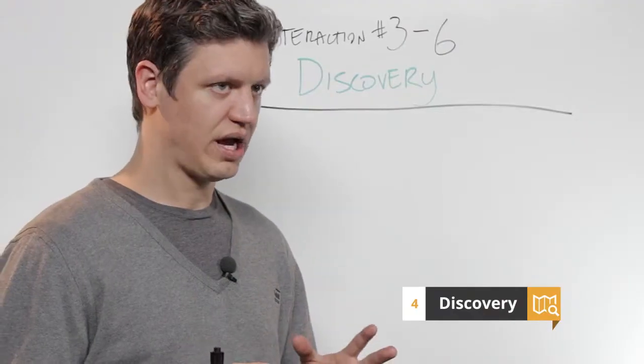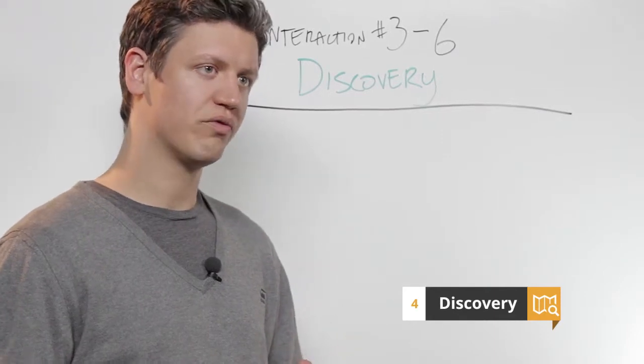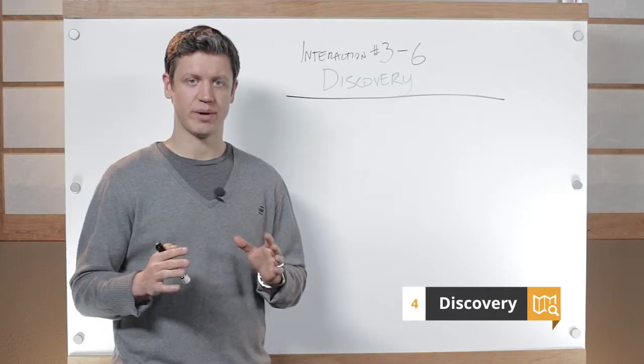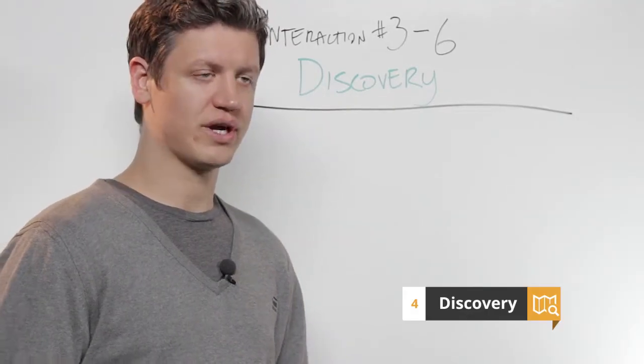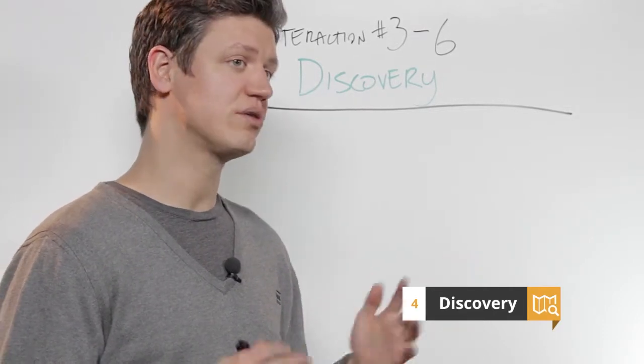So in this section, I've divided it up into 7 different parts. First, we're going to go through a general overview of what discovery is and why it's so important. Then we're going to get specific about discovery's objective. And then we've got an individual video about each of your discovery interactions, which will take you through interactions number 3 through 6 and potentially beyond that.